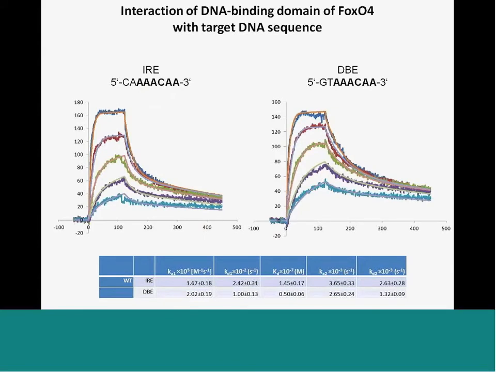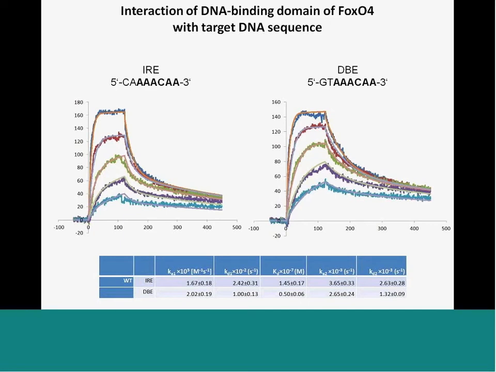So for this setup, we immobilized the double-strand DNA oligonucleotides with specific sequences, one of which is IRA, and the second one was the DBE sequence, which is quite the same, but in the 5' there is only a change from IRA, a CA, and on 5' of the DBE is only GT, and the rest of the sequence is approximately the same.